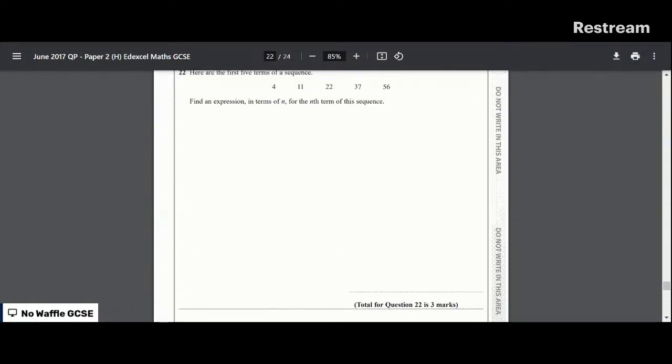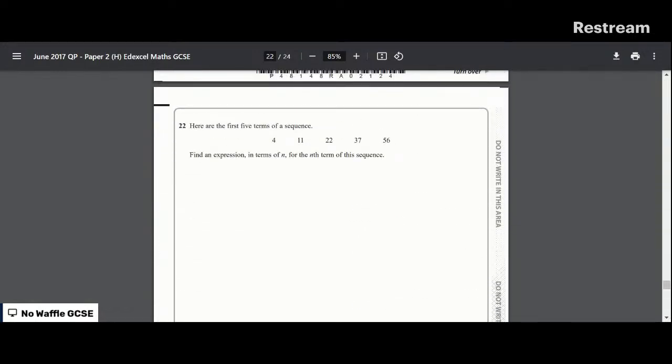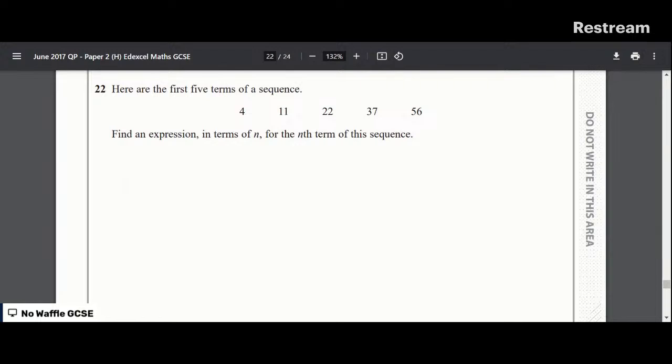Okay, just 2 more questions left, guys. So let's continue. We've got 5 terms of a sequence. Find an expression in terms of n for the nth term of the sequence. So let's see who can get the answer first. If you're unable to do it, then I'm going to be doing this on the board. But let's see who can get the answer first.